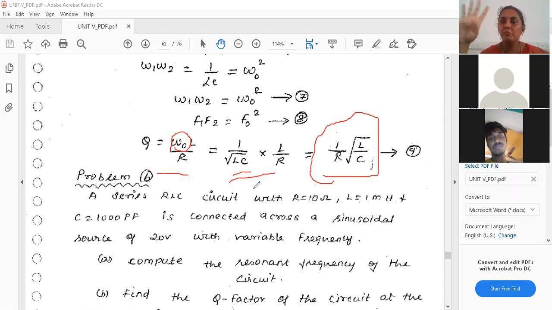So, 4 important formulas. Q is equal to F naught by bandwidth. Q is equal to 1 by R square root of L by C. Then F naught is equal to 1 by 2 pi into square root of LC, right? And the F1, F2 formulas. These are very important. Clear? Next, we will proceed with the problems for series resonance and then with the parallel resonance.